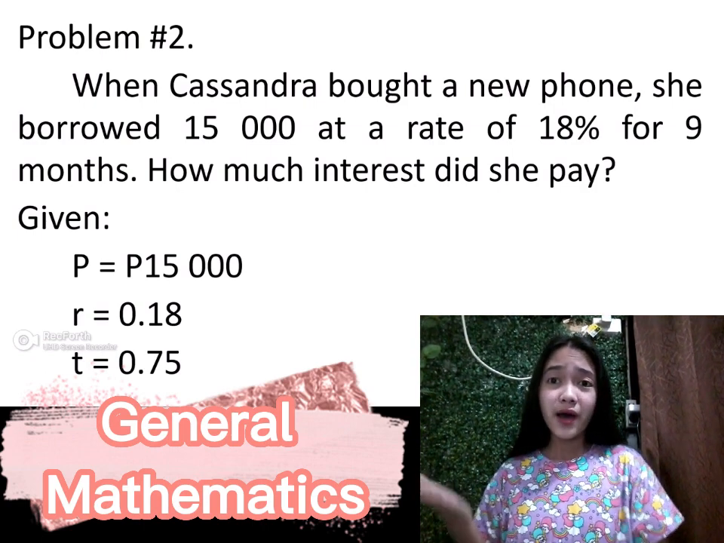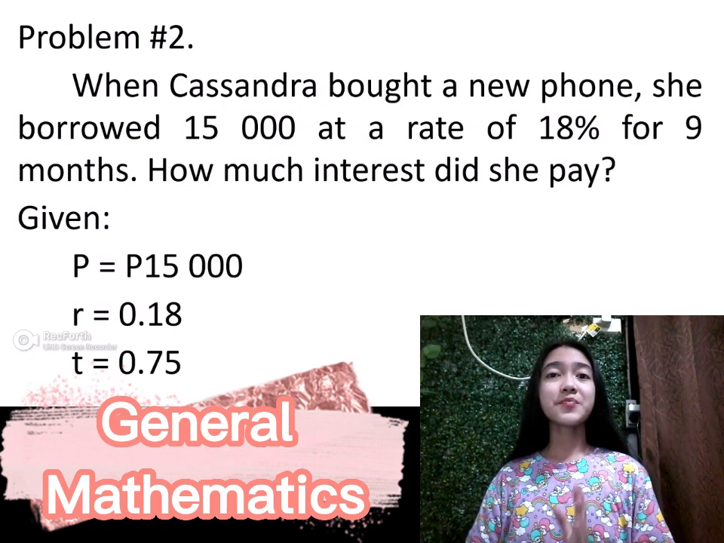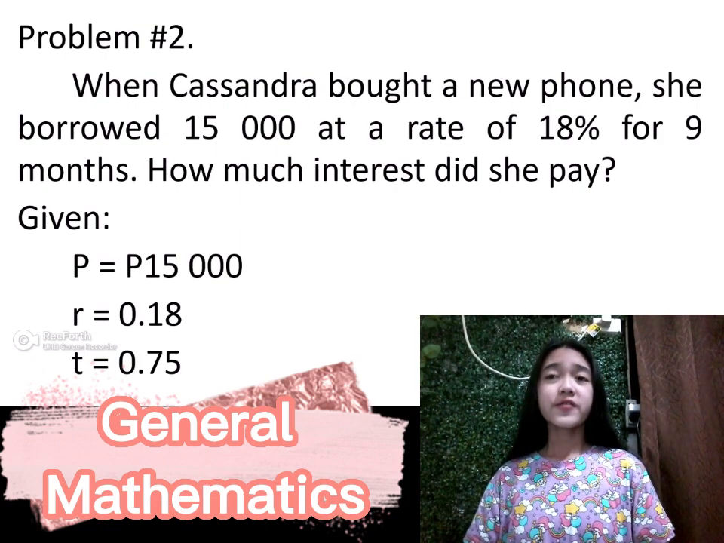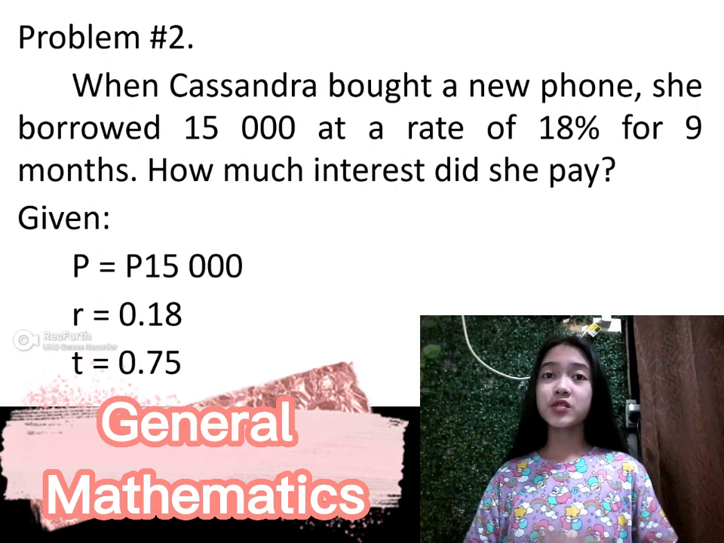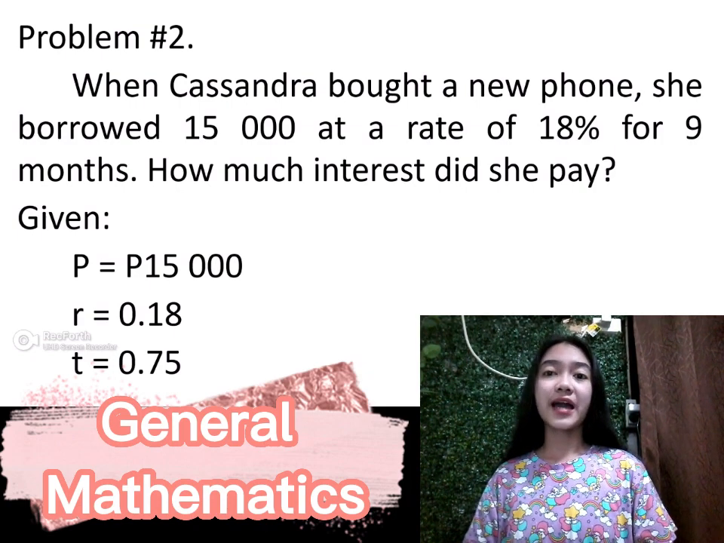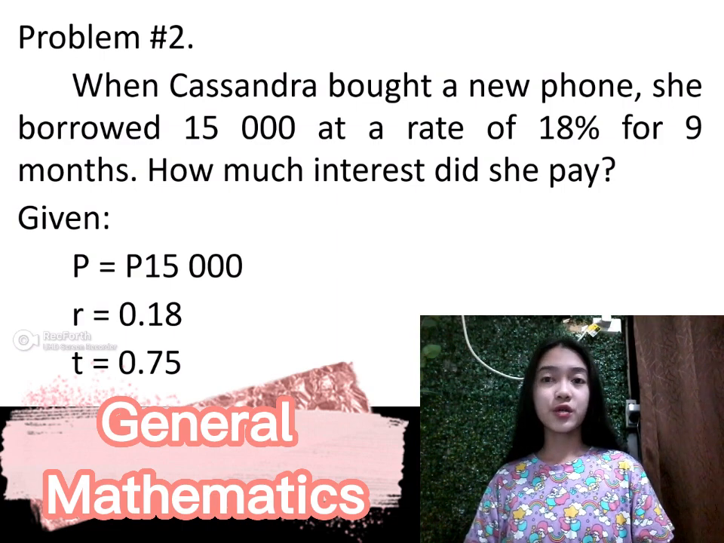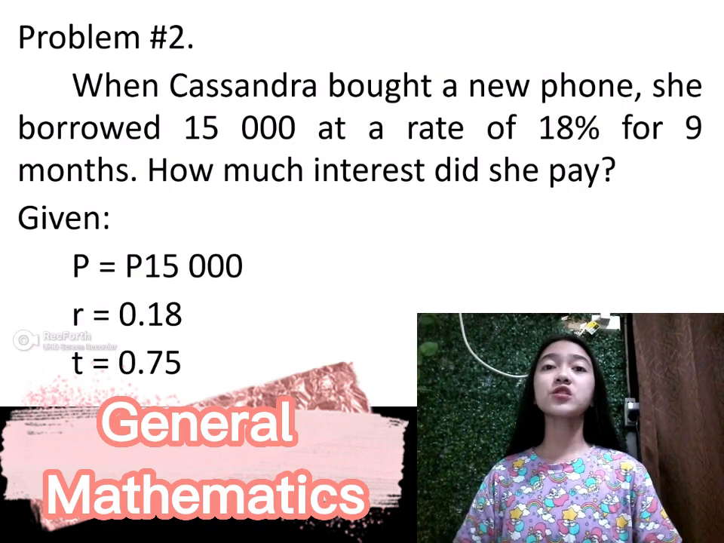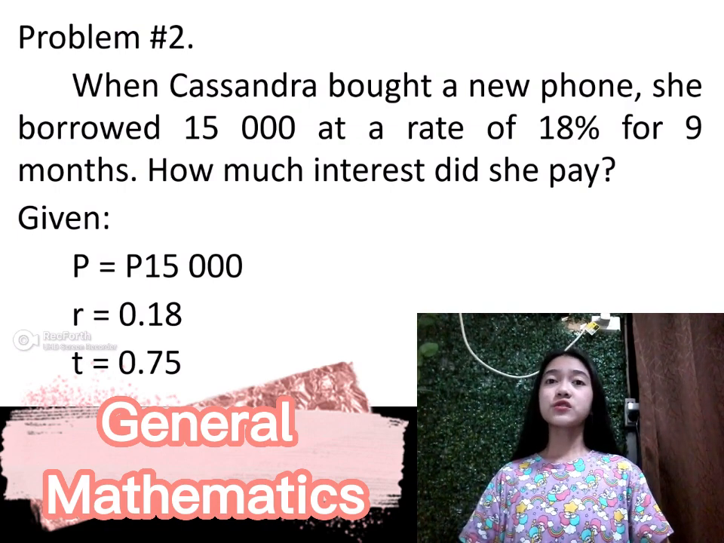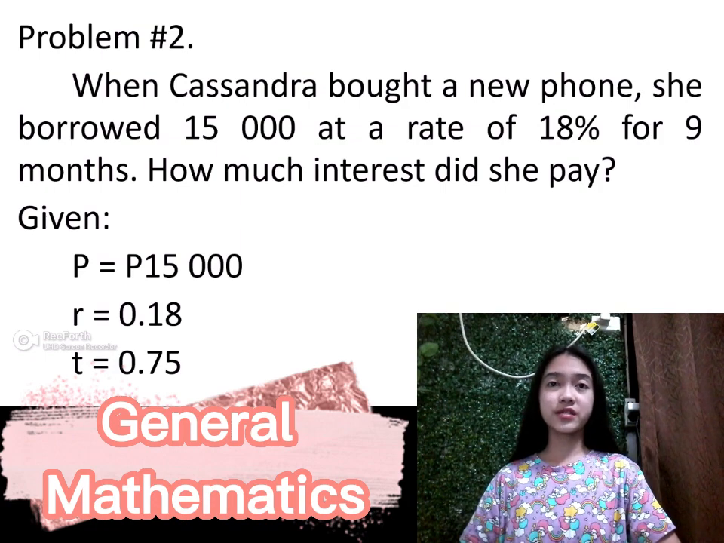0.75? Why? The answer is, it is because the simple interest formula asks for the time in years. However, the time was given in months. So, to get the time in years, we represent 9 months as 9 over 12 of a year, which is equal to 0.75. To get 0.75 as T, we just have to divide 9 by 12. Next, we'll proceed to the solution.